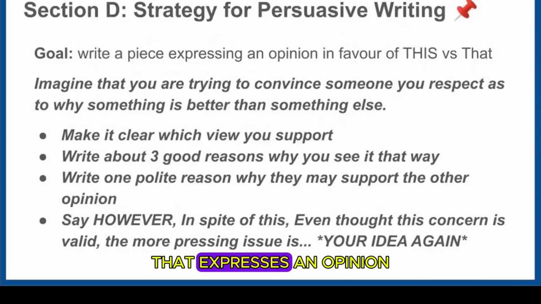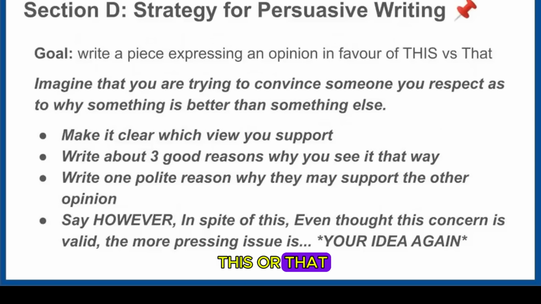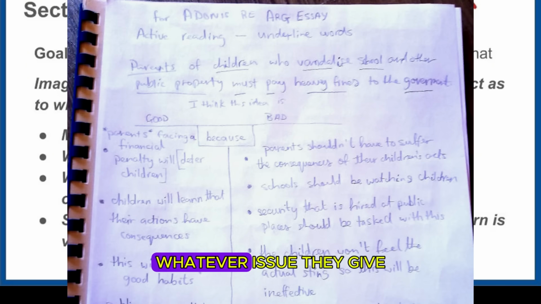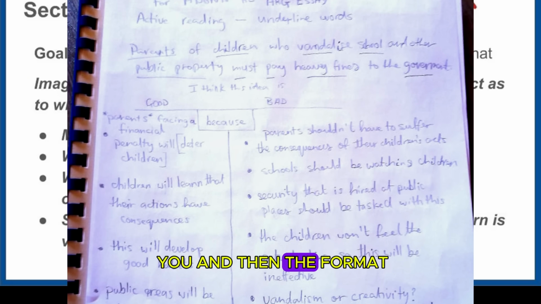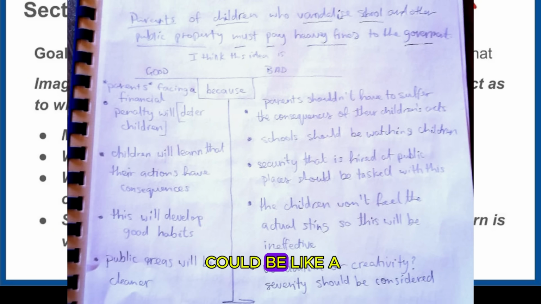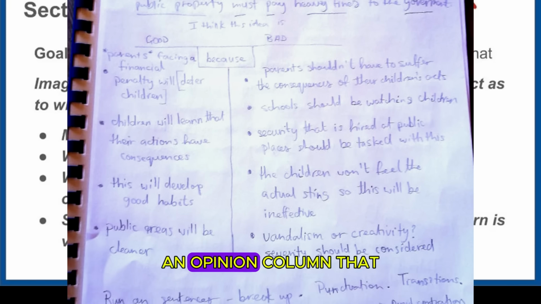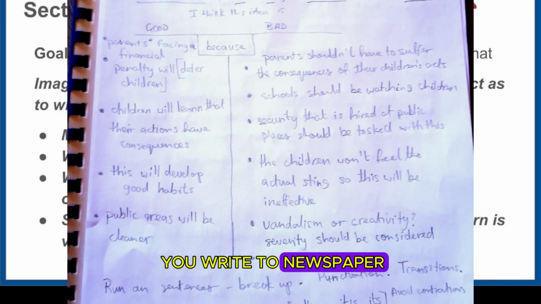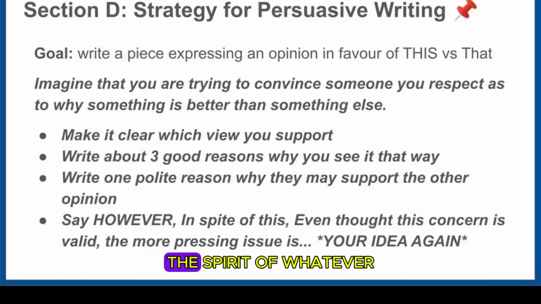And so in section D, which is the last persuasive writing section, your goal here is to write a piece that expresses an opinion in favor of this or that. So what you want to do here is pick a side of the issue, whatever issue they give you, and then the format could be a speech, or an opinion column that you write to a newspaper or something like that.